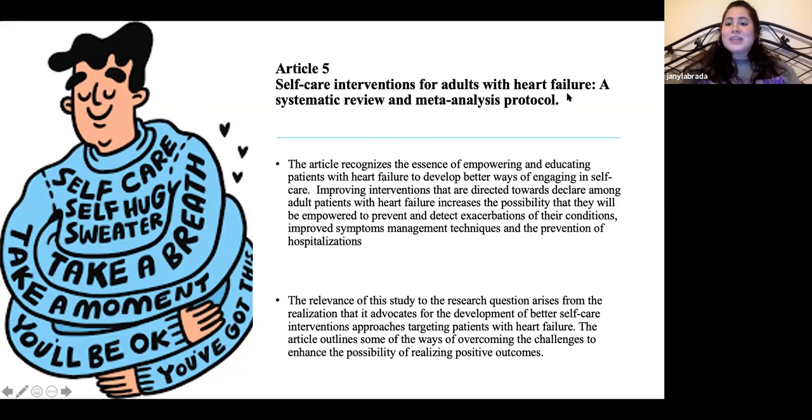And this article recognizes the essence of empowering and educating patients with heart failure to develop better ways of engaging in self-care. Improving interventions that are directed towards self-care among adult patients with heart failure increases the possibility that they will be empowered to prevent and detect exacerbations of their conditions, improve symptom management techniques, and prevent hospitalizations. That's what we're trying to prevent, hospitalization. We're trying to keep them safe and as healthy as we can.